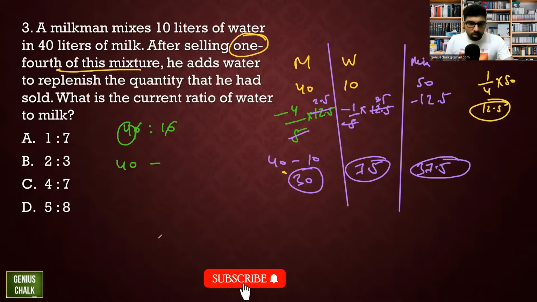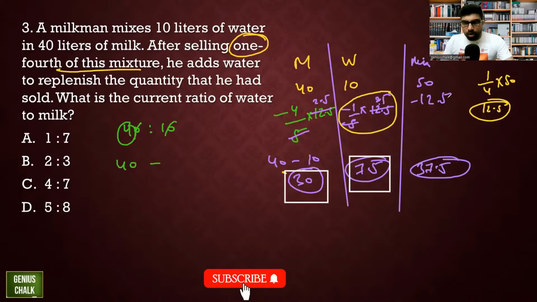What is asked now? It is asking you to find the current ratio of water to milk. So this is water and this is milk, and this is happening one time only, right? Acha, one more thing, we skipped this part. We have withdrawn this 12.5. Okay, now he is adding 12.5 as well, adding the same quantity of water to replenish the quantity. Like whatever he has lost, he has to make the same.